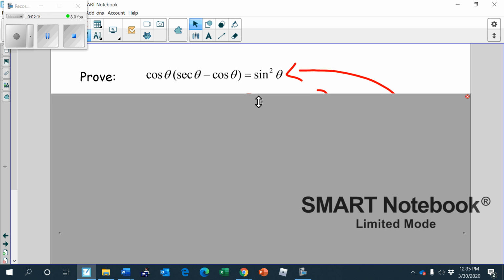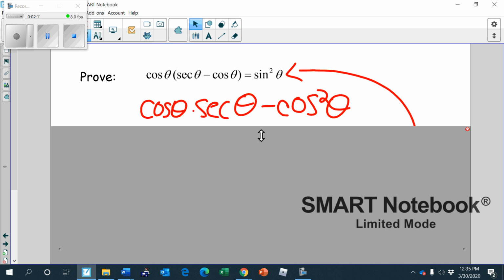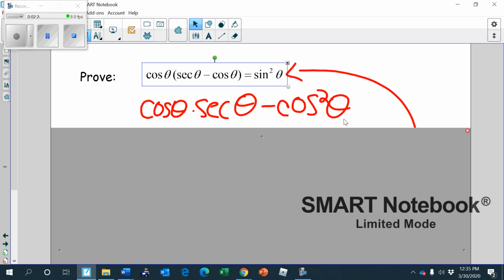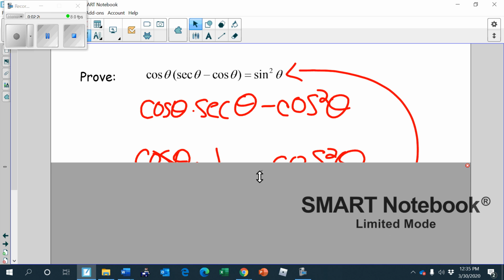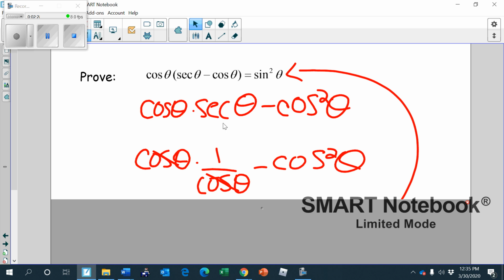Okay, so this is what you should have come up with. Let's take a look. You're going to distribute your cosine. So cosine times secant minus cosine times cosine, of course, is cosine squared. That's where we're getting that from. Okay, so let's keep going. I know I'm going to change my secant to cosine. So I'm going to write cosine times 1 over cosine. And then I still have that minus cosine squared hanging out. Now that I have cosine times 1 over cosine, I can cancel that out, and I'm left with 1 minus cosine squared.